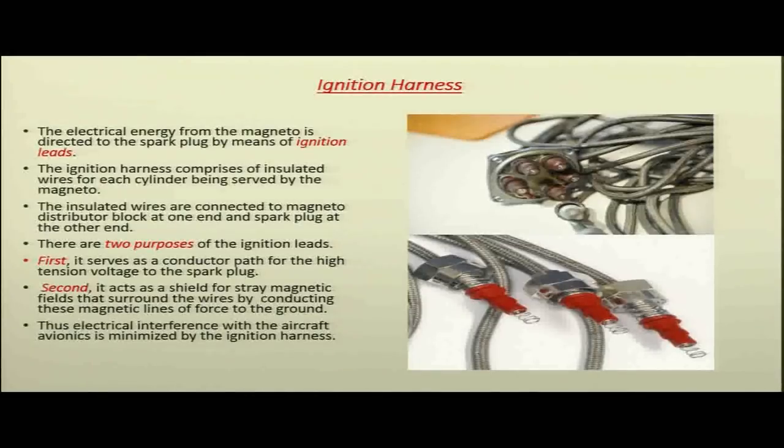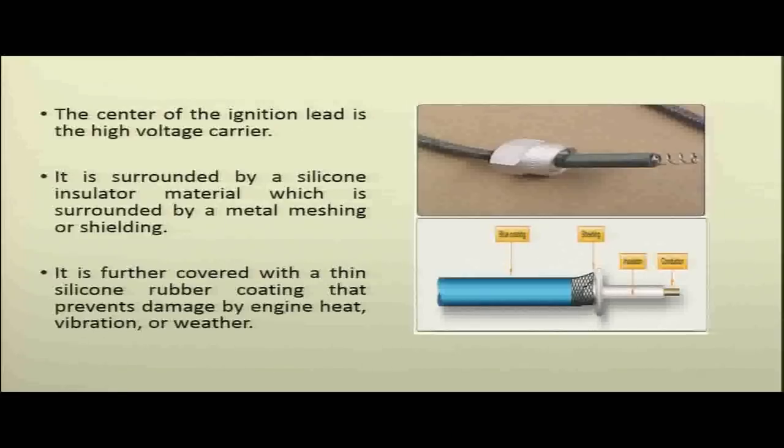The center of the ignition lead is the high voltage carrier. It is surrounded by a silicon insulator material. You can see the insulator just around the center conductor, and this insulator is surrounded by a metal meshing or shielding. So, inside you have a conductor, which is the high voltage carrier. Just outside the conductor you have an insulator, and then you have a metal meshing or shielding. It is further covered with a thin silicone rubber coating that prevents damage by engine heat, vibration or weather. In this figure, this end of the harness, or the ignition lead, connects to the spark plug.